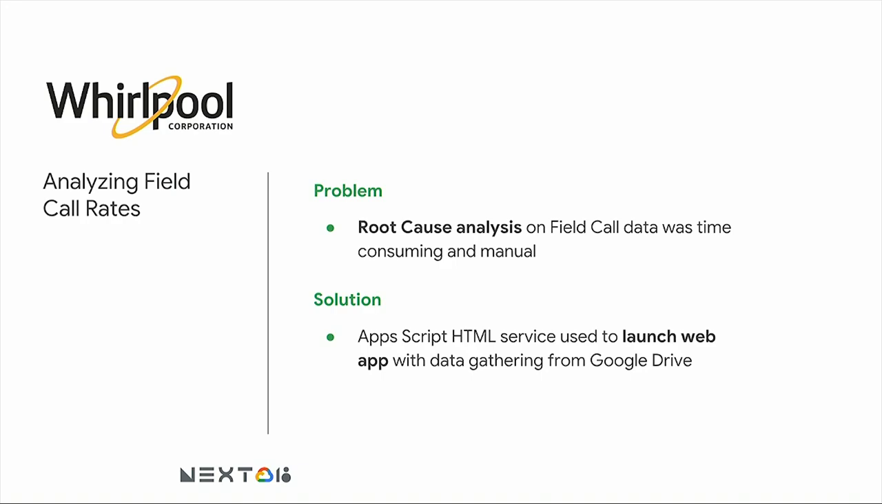One other use case at Whirlpool Corporation is for tracking field call rates for their parts. Prior, root cause analysis for these field calls was very time consuming and required a manual reading of their calls. Given they're running on G Suite, their analyst team decided to use AppScript to build a web application that launched a dashboard and gives them this information on the fly, which was much more automated, faster, and easy to consume.